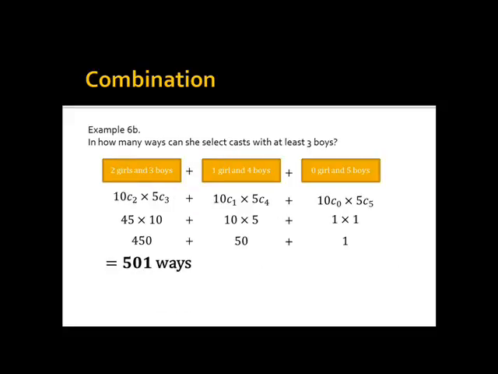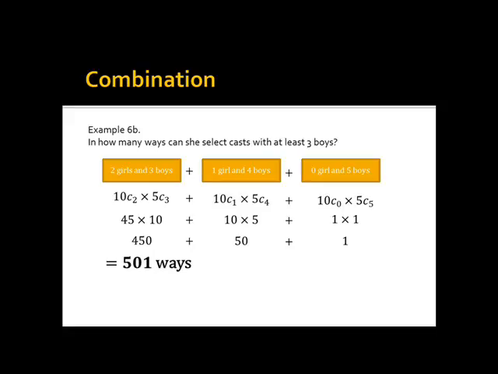Example 6B. In how many ways can she select a cast with at least 3 boys? In this problem, we are looking for the number of ways she can select a cast with at least 3 boys. So, we can have 2 girls and 3 boys, 1 girl and 4 boys, or no girl and 5 boys. So, the formula will be 10C2 times 5C3 plus 10C1 times 5C4 plus 10C0 times 5C5.